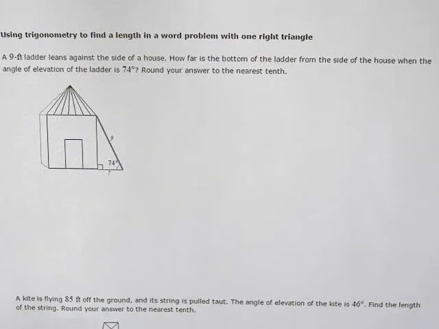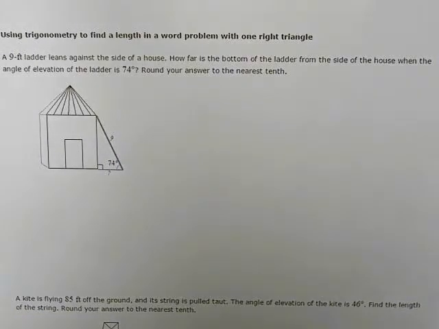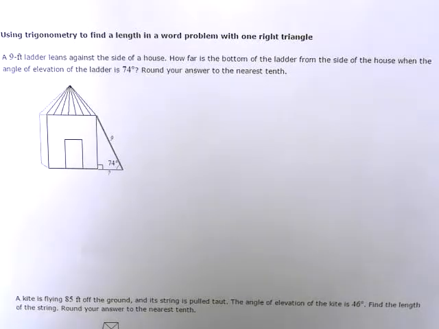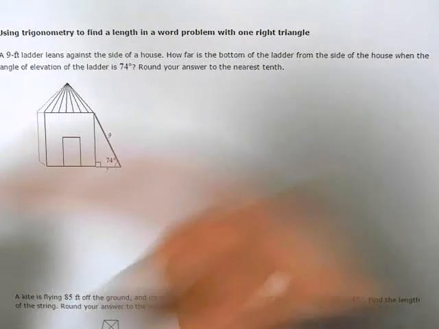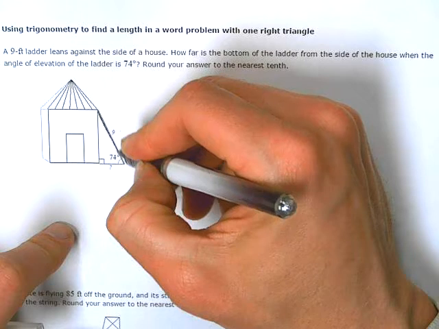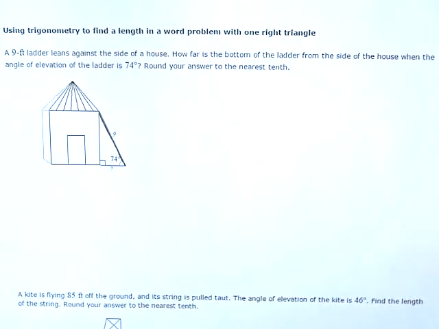Okay, in this video I'm going to show you how you can use trig to find a length in a word problem with one right triangle. So in this example they have a 9-foot ladder, indicated by this side of the triangle. That's the ladder leaning against the side of a house.